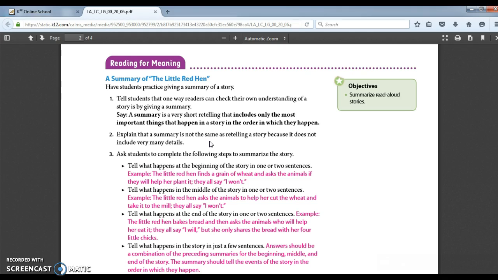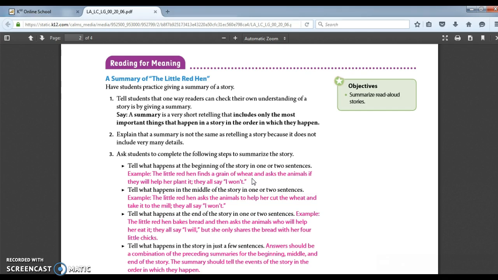So I'm going to ask you some questions, and I want you to tell your learning coaches the answer. I want you to tell your learning coach what happens at the beginning of the story, and use only one or two sentences. If you told your learning coach the little red hen finds a grain of wheat and asks the animals if they will help her plant it, that's correct.